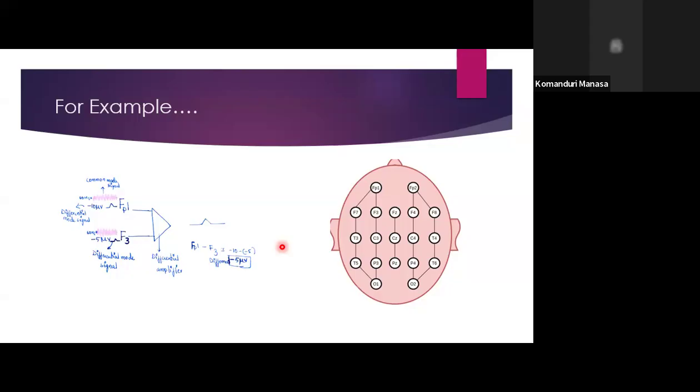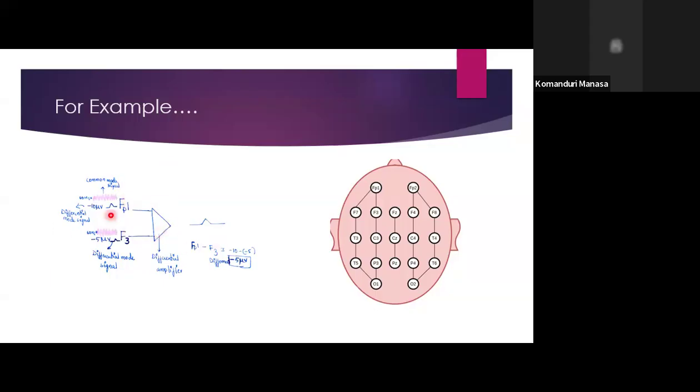So FP1 will pick a common mode signal, for example, the 60 hertz power line artifact, which is usually present over all the electrodes. So FP1 picks the same signal and F3 also picks the same signal. But what is the different signal it is picking from the cerebral activity? There is a minus 10 microvolt signal picked up by FP1, and there is a minus 5 microvolt signal picked up by F3. So there is a differential mode signal as well as a common mode signal, as we see here.